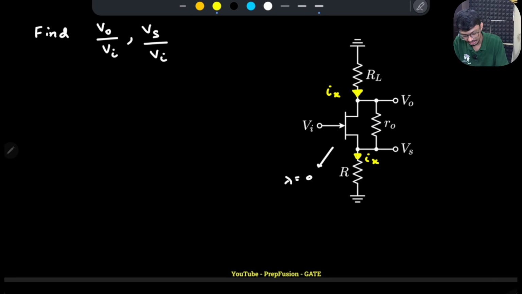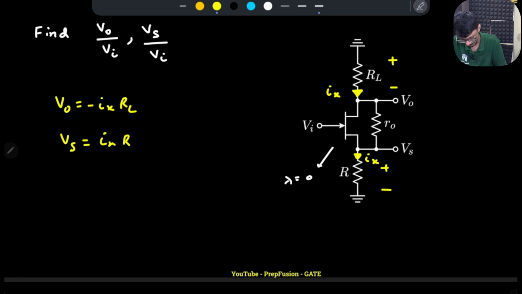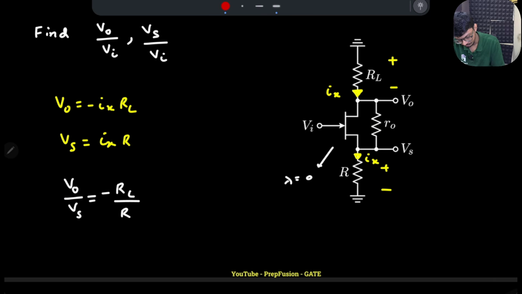Okay, I got a very critical piece of information. What is my VO? Current is flowing like this, so this will be plus minus. So VO is actually minus Ix into RL. And what is my Vs? Vs is Ix into R. So I got a very simple and effective relation, that is VO by Vs equals minus RL by R, right? Minus RL by R. This is a very important relation.